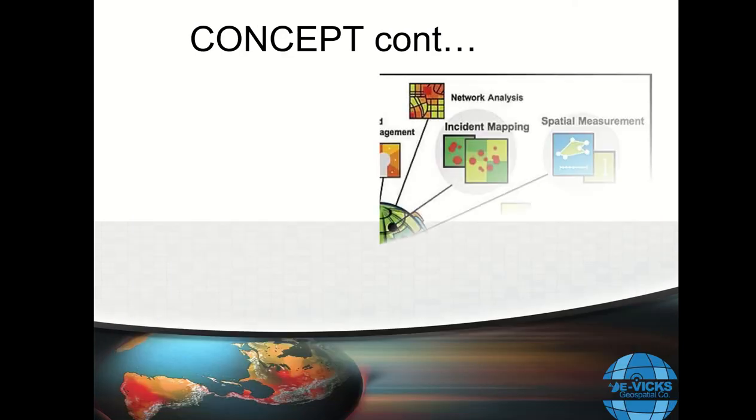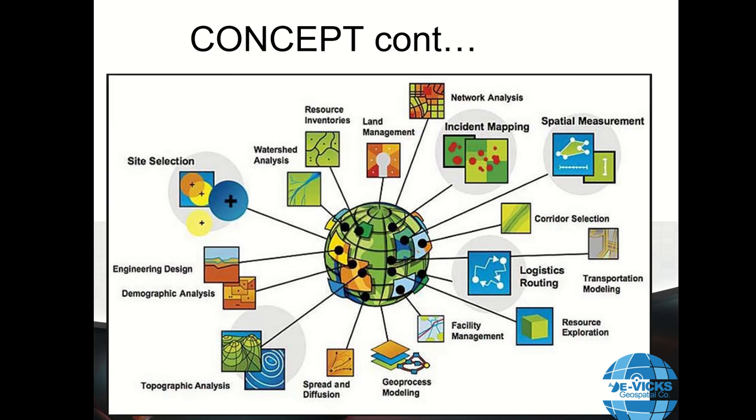Next, we have the concepts. We have diverse concepts where GIS is applied: network analysis, incident mapping, spatial measurement, corridor selection, transportation modeling, logistic routing, resource exploration, facility management, geoprocess modeling, spread and diffusion, topographic analysis, demographic analysis, engineering design, site selection, watershed analysis, resource inventory, land management, and the list is endless in the various sectors and areas in which GIS is used.